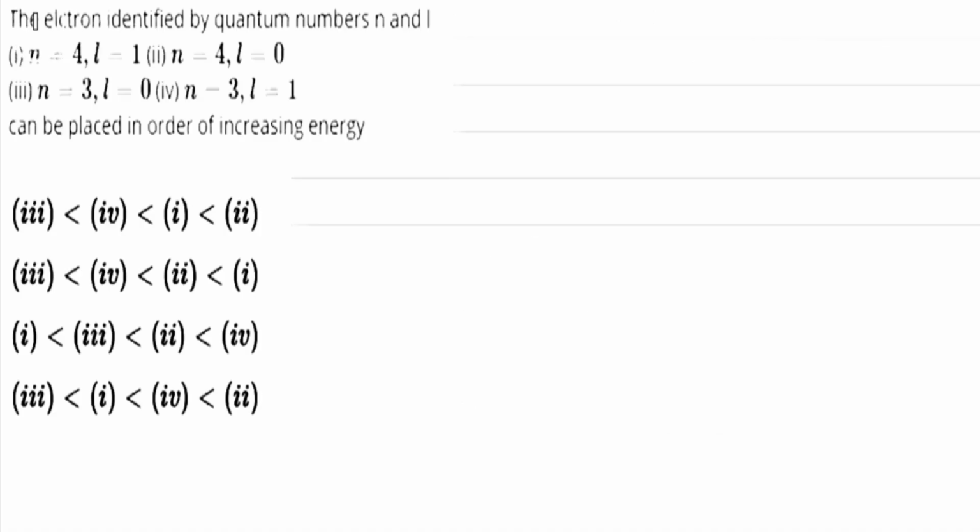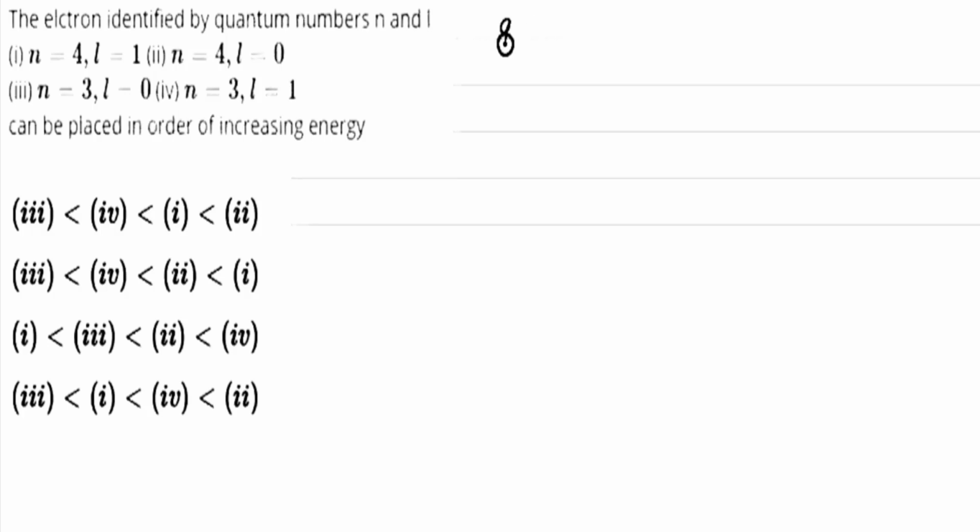Hello students, the question is: the electron identified by quantum numbers n and l. First is n equals 4, l equals 1; second is n equals 4, l equals 0; third is n equals 3, l equals 0; and fourth is n equals 3, l equals 1. These can be placed in order of increasing energy. So in this question we are given the quantum numbers n and l for 4 different configurations. We have to find out the increasing order of energy.